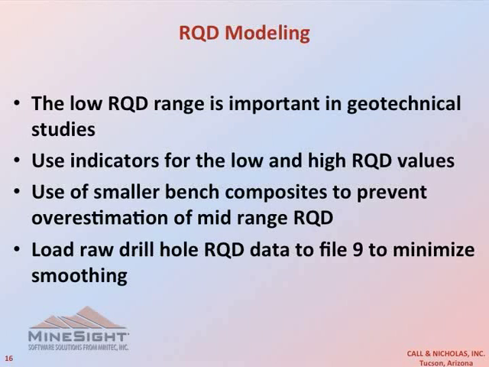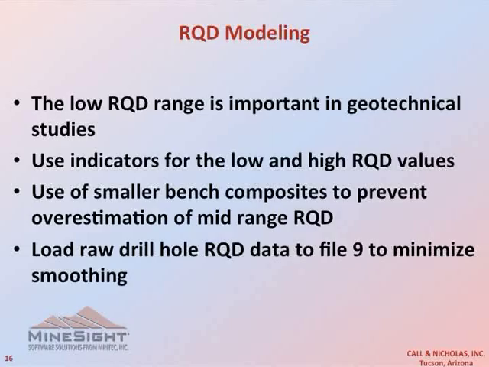RQD modeling. When we look at RQD, we're looking not only at zones of low RQD, but at zones of low RQD within an area, a rock mass that may end up controlling that rock mass. Roughly, if 20% of the rock mass is of low RQD, typically that rock mass will act like that low RQD. In other words, it's the weak link. It's the failure mechanism for that rock mass.